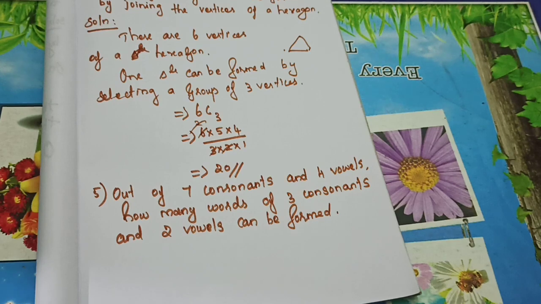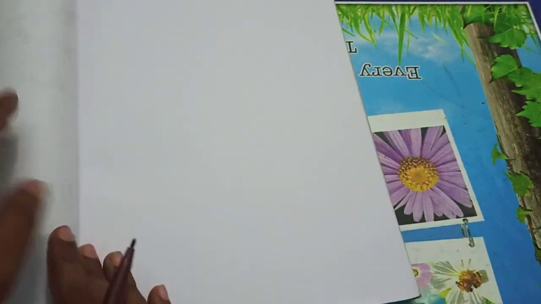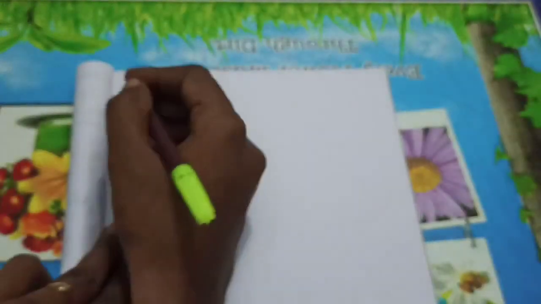So we need to listen. Out of 7 consonants and 4 vowels, how many words of 3 consonants and 2 vowels can be formed? Okay. So totally out of 7 consonants and 4 vowels, you need to choose words with 3 consonants and 2 vowels. 3 consonants must be there. 2 vowels must be there. Okay. So listen. Solution.